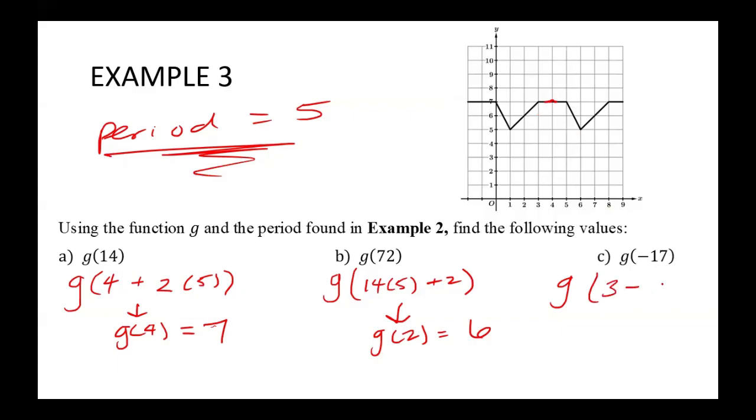And that would be what? How many cycles? It would be 4 cycles because 4 times 5 is 20. What is 3 minus 20? Negative 17. So therefore, this is equivalent to G of 3. And what is G of 3? 7.